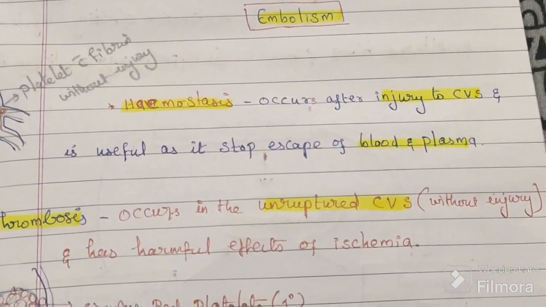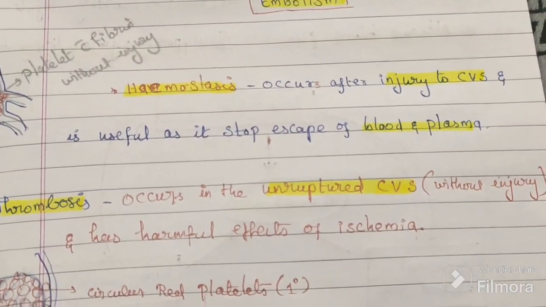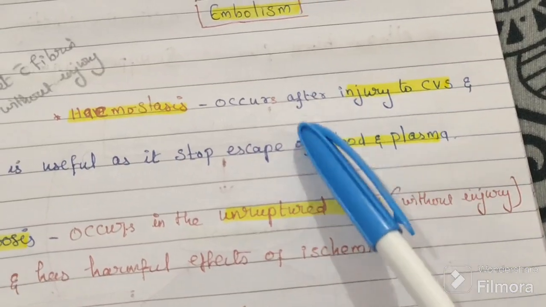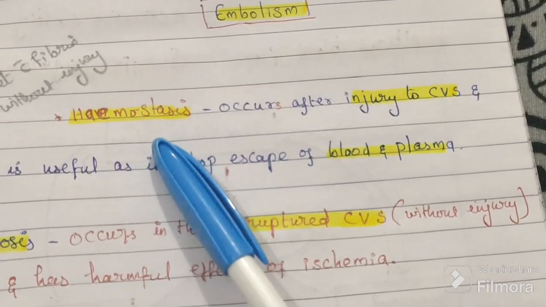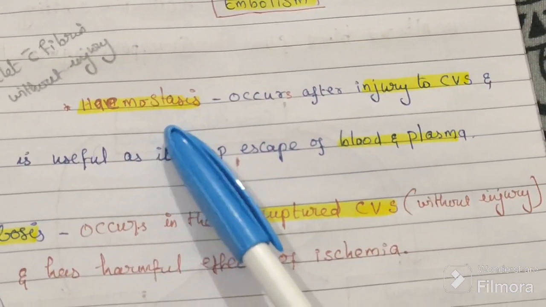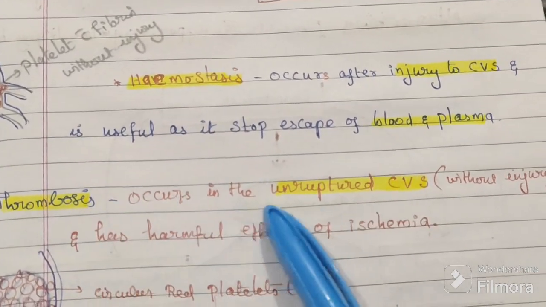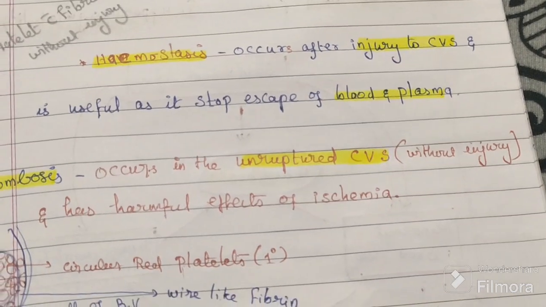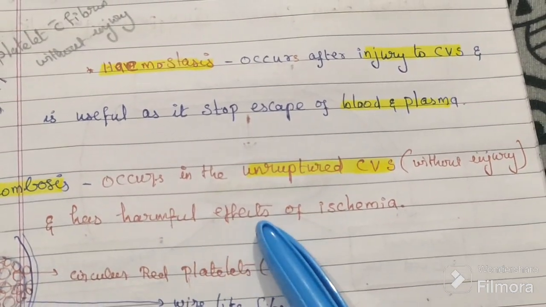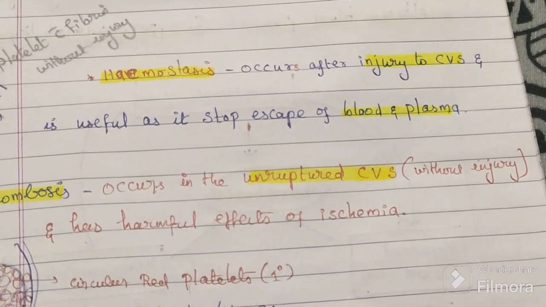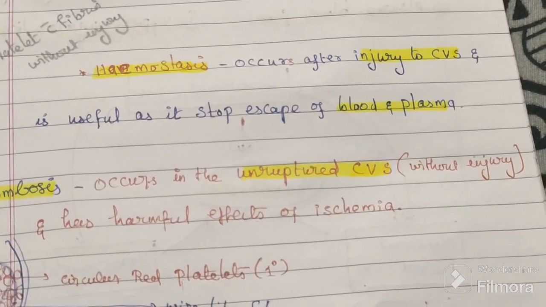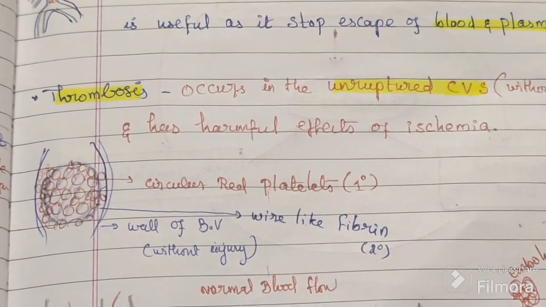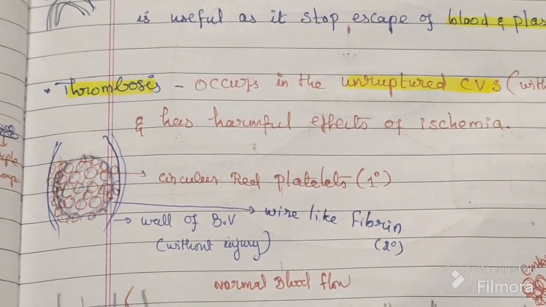So hemostasis occurs after injury to the cardiovascular system. The process after injury is called hemostasis. Thrombus occurs in the uninjured cardiovascular system without injury. So it is harmful to that particular organ. It will cause ischemia, hypoxia, finally cell death.